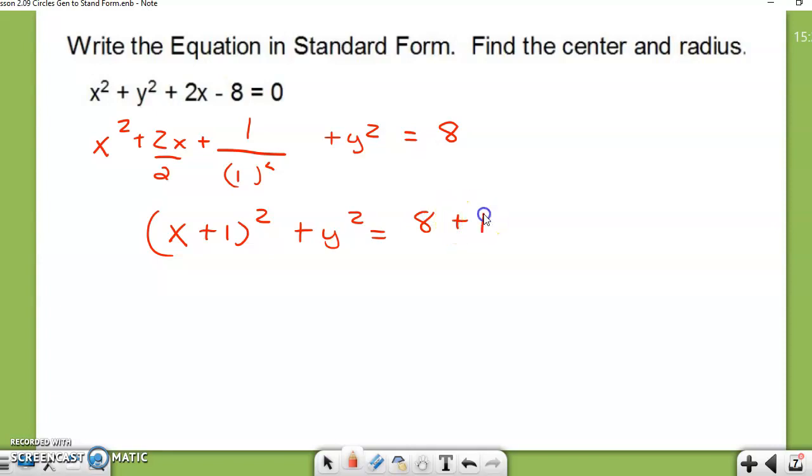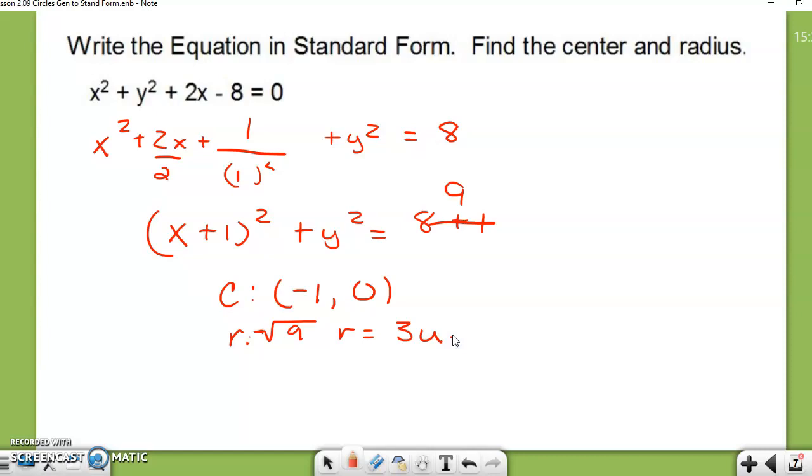Don't forget to add the 1. So this is going to be 9. So now my center here is a negative 1, 0. Y squared by itself is just like y minus 0 squared. My radius is going to be the square root of 9. There you go.